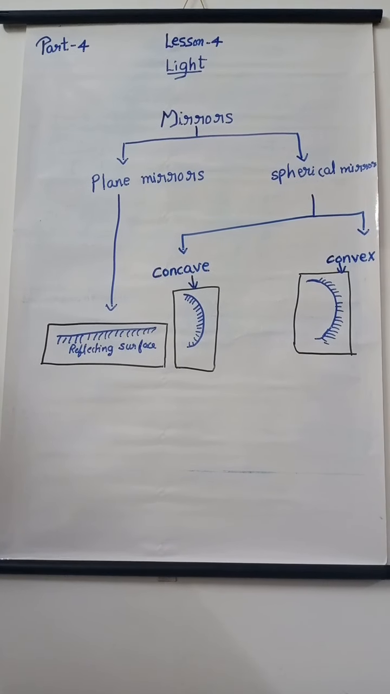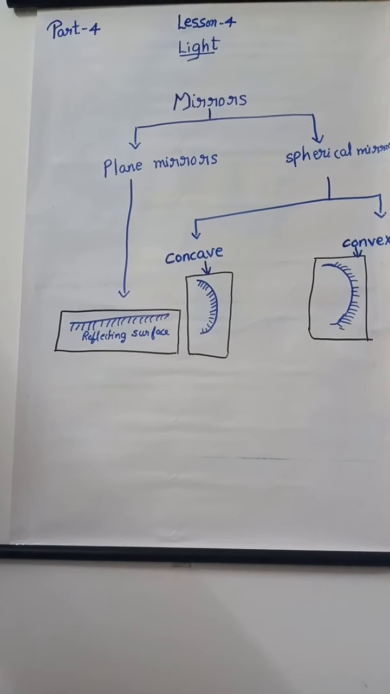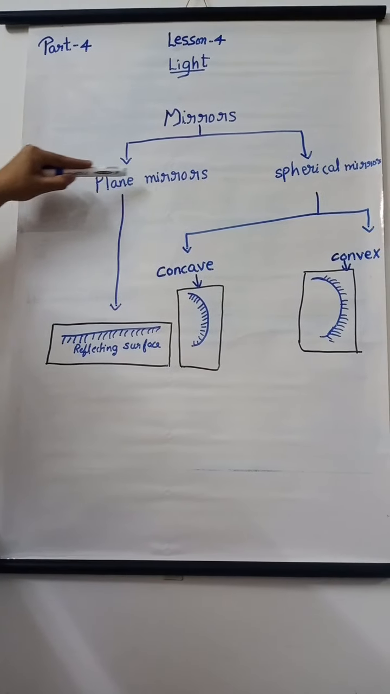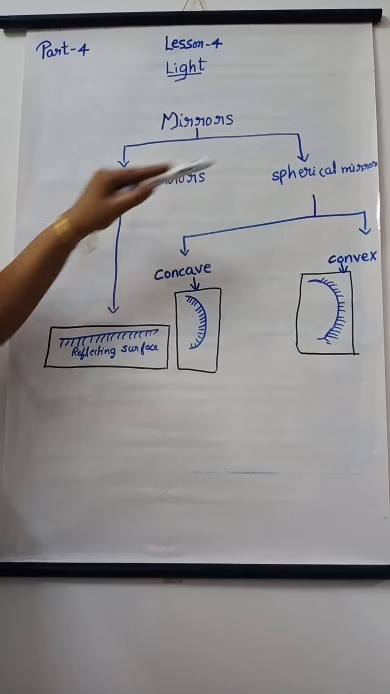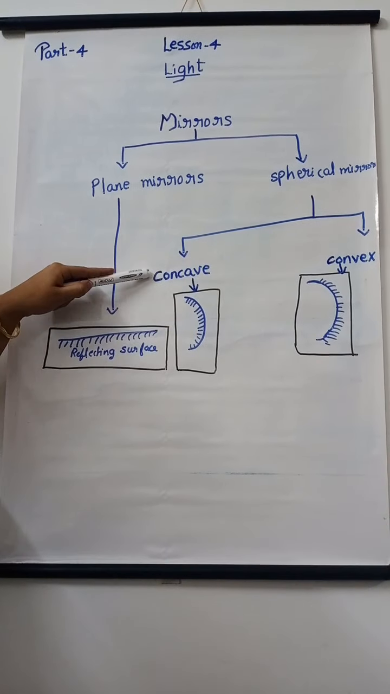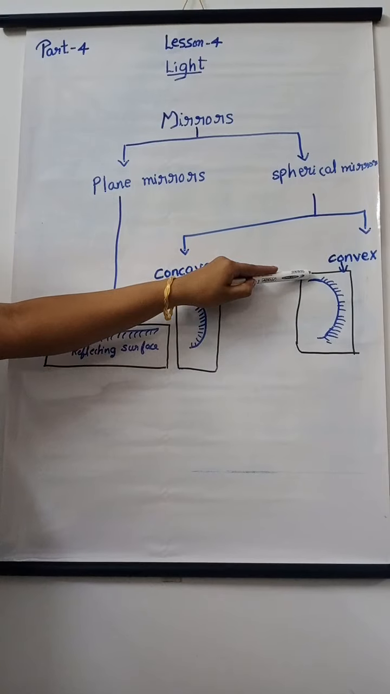Today, let us discuss about mirrors. Mirrors are of two types. They are plane mirrors and spherical mirrors. Spherical mirrors are of two types. They are concave mirrors and convex mirrors.